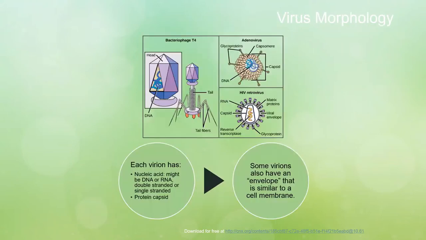So there are many different types of viruses and many different kinds of formulations, how they look, how they act, what they infect. Each virion has a nucleic acid, which might be a double-stranded DNA or a single-stranded RNA. They have a protein capsid, and some virions also have an envelope that is similar to a cell membrane.